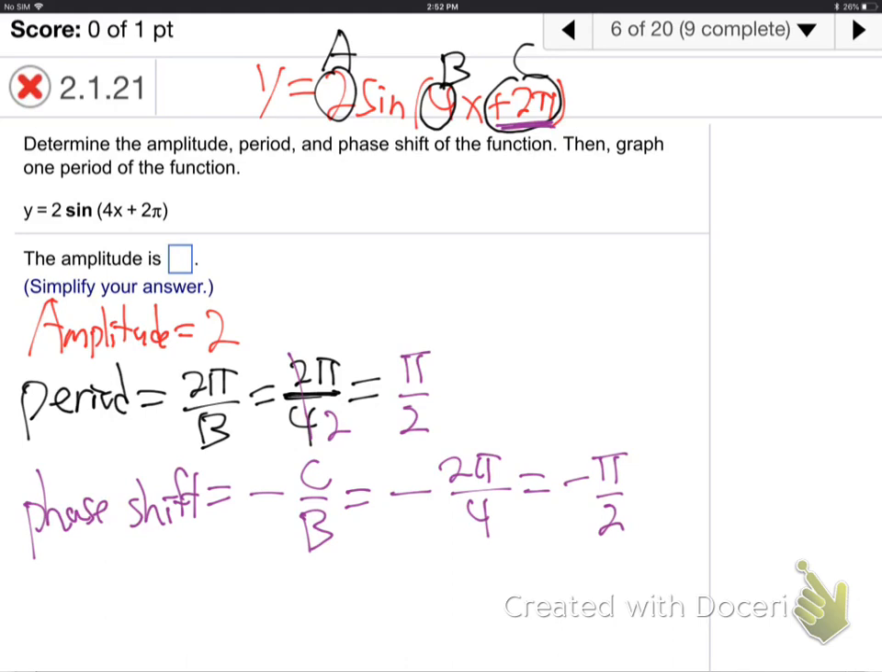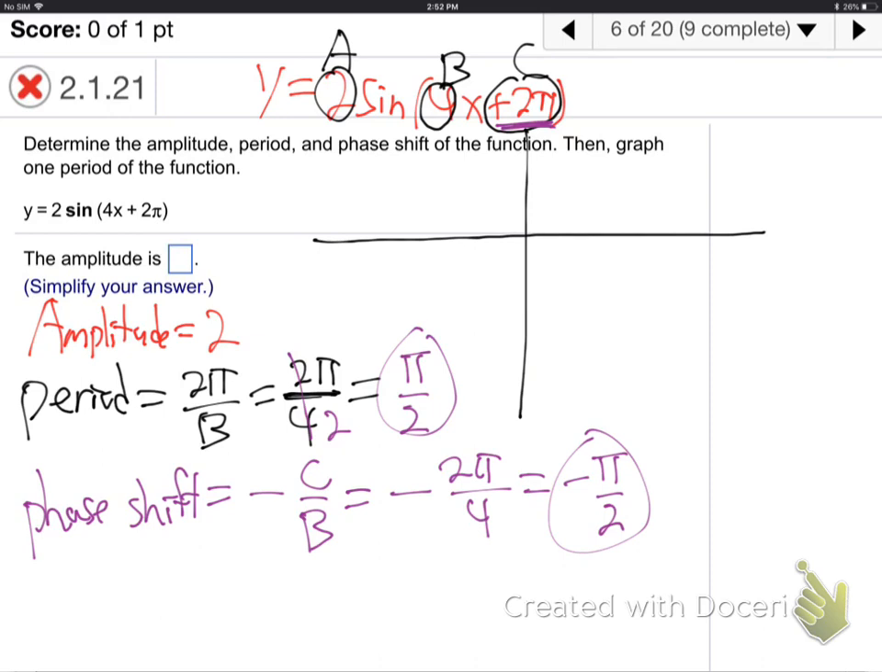So the a is 2. The amplitude is 2. Period, 2 pi over b, came out pi over 2. And the phase shift, negative pi over 2. Now, can you put it on a graph? Having done all that, can we put down the start and the end? So it's going to cross at 0. Yeah. So let's put down the start. Find where does that graph start?